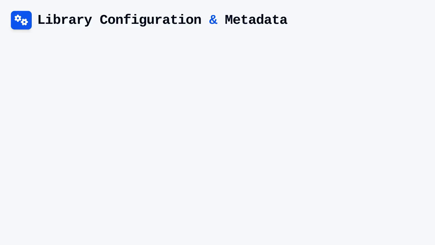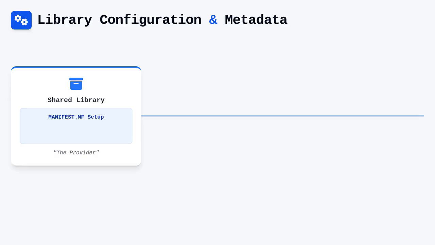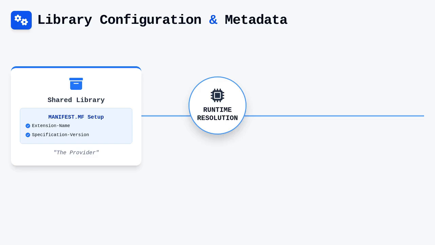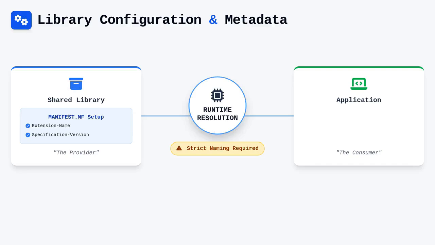Configuration of these libraries begins at the metadata level within the archived files. Specifically, you must configure your manifest.mf file to include the necessary extension name and specification version attributes. These attributes are not optional metadata but active instructions that the WebLogic class loader uses to resolve dependencies at runtime. When you package your library, ensure that these headers strictly adhere to the expected naming conventions, as even a minor mismatch will result in a deployment failure when the system attempts to link the library to the consuming application.